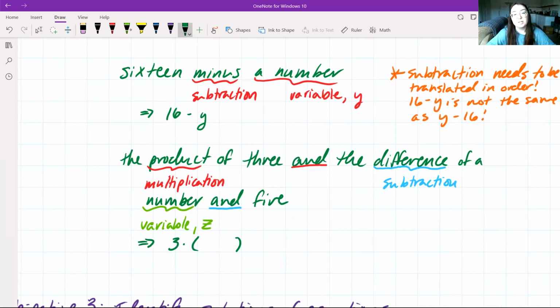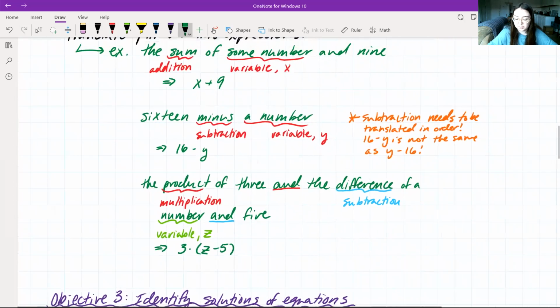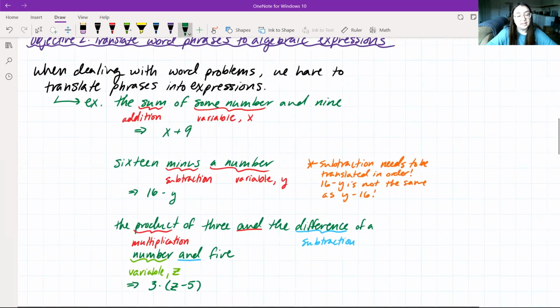And now the difference in question here is the difference between a number and 5. So it's subtraction, and we have to follow the order. Our order is telling us the difference between a number, so we begin with our number, z, and 5. So we have z minus 5. And that would be that answer.